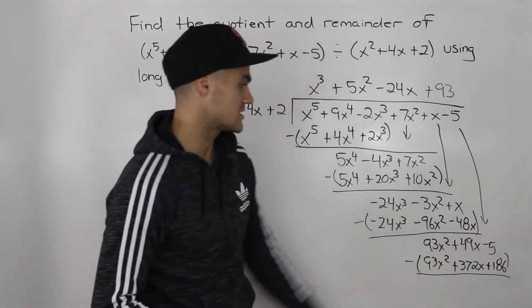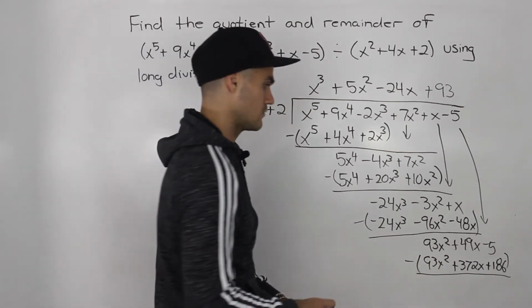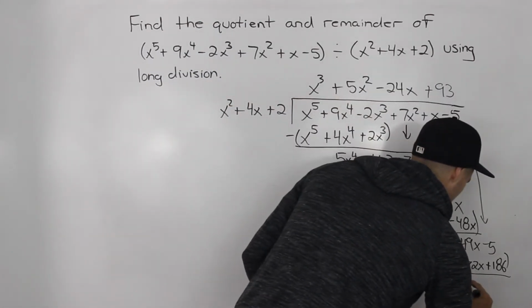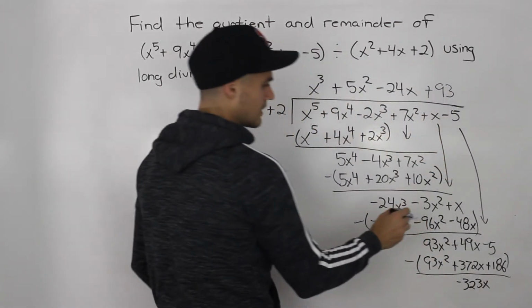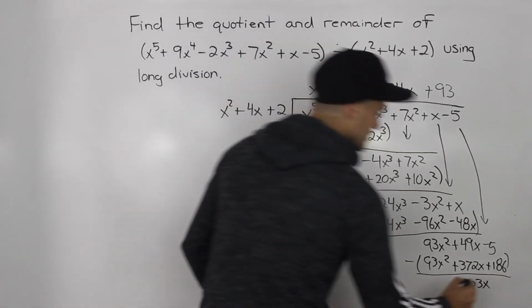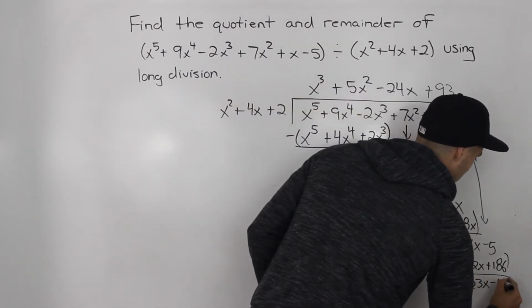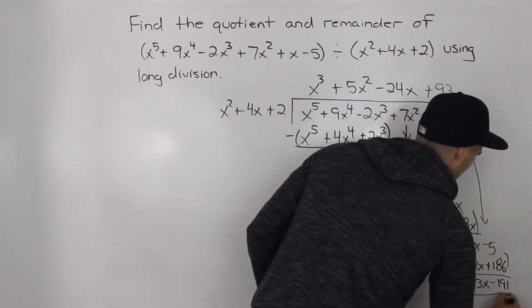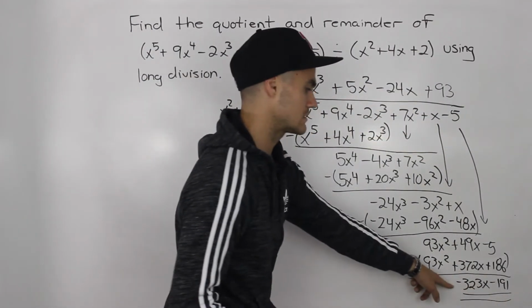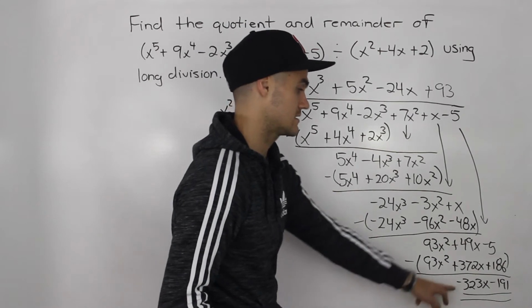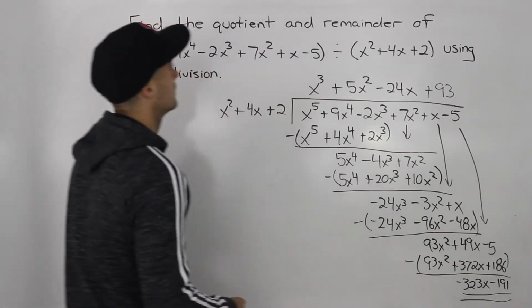49x minus 372x would give us negative 323x. Then negative 5 minus 186 would give us negative 191. Notice how that's our remainder because x squared can't go into negative 323x. This here is a lower degree.